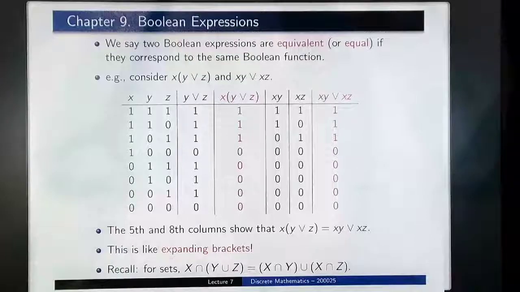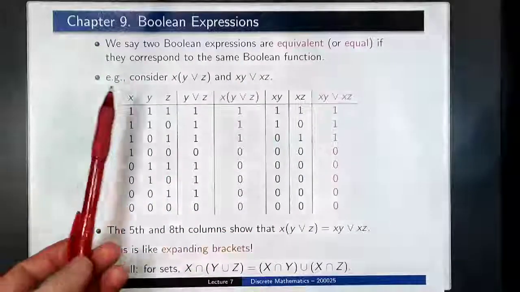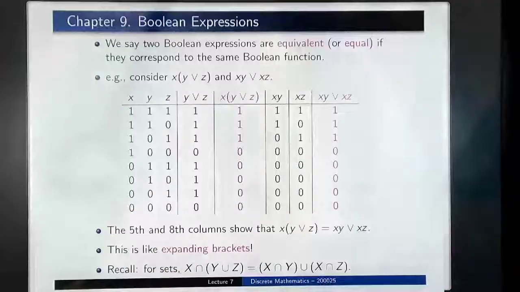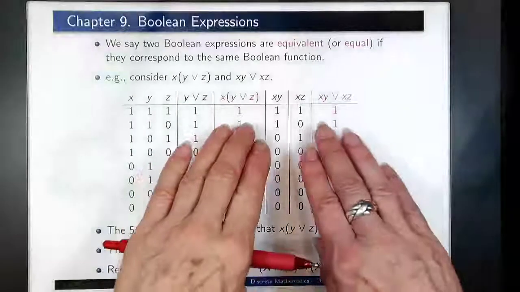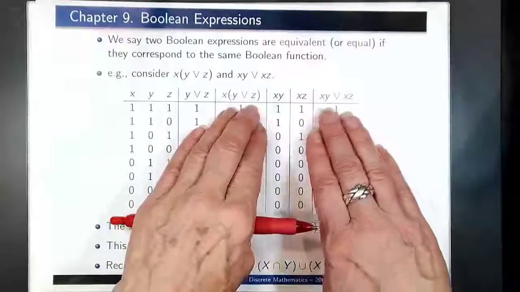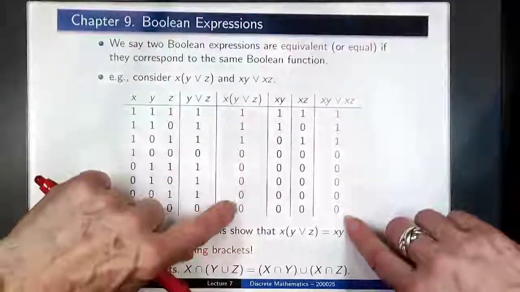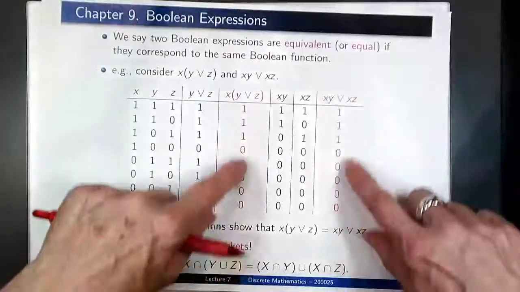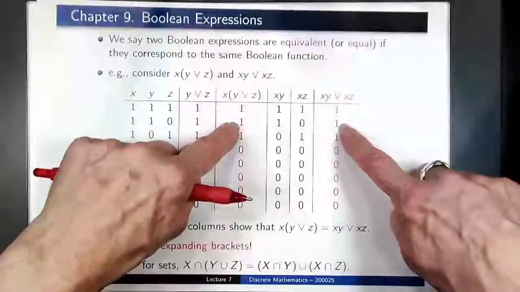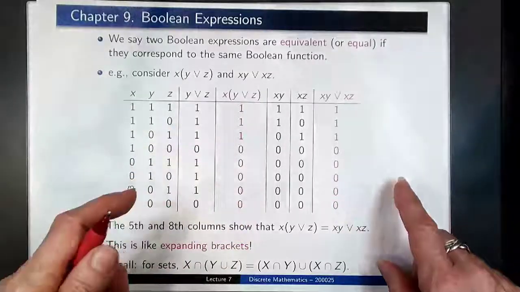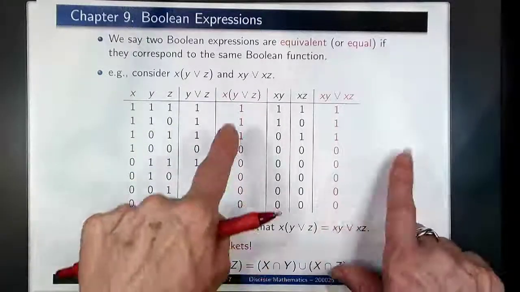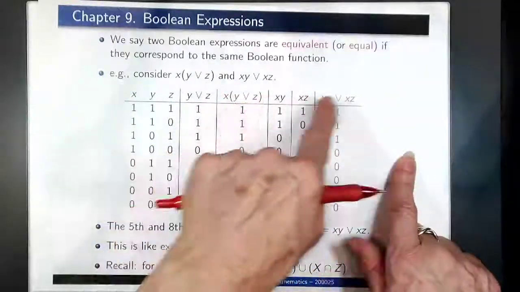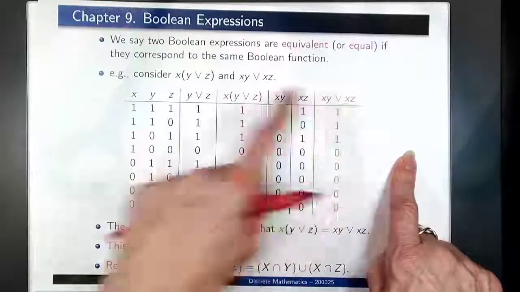We say two expressions are equivalent or equal if they have the same Boolean function, like the one we just saw. So here's another example. When you write out the table, they're always the same. They represent the same function. The two columns are the same. That means that equals that, or that is equivalent to that, is what we sometimes say.